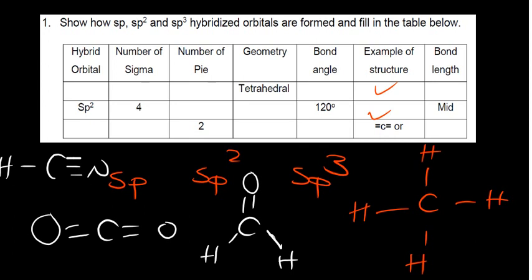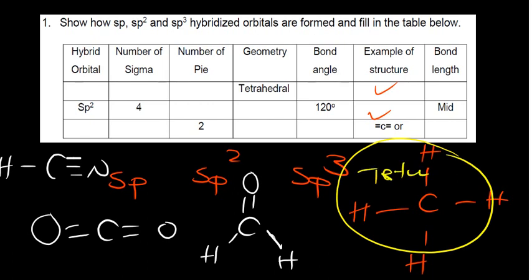Now let's identify the types of geometries. For methane, which is sp3, this is tetrahedral, with an angle of 109.5. So that is 109.5 as our bond angle. Then the example of the structure, we've talked about it as methane, which you can indicate there, CH4.